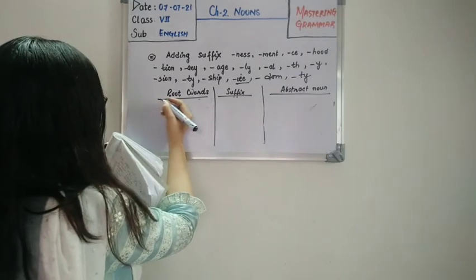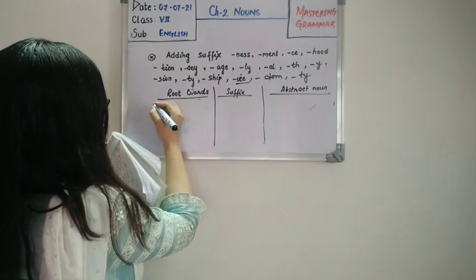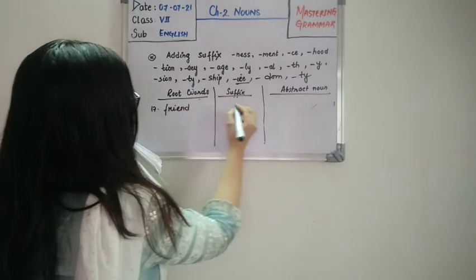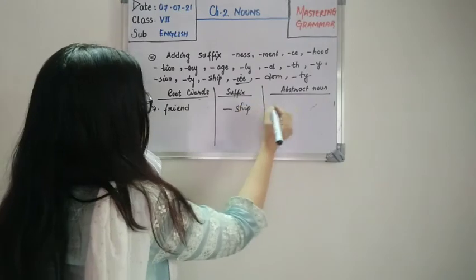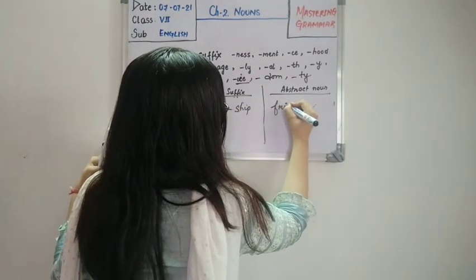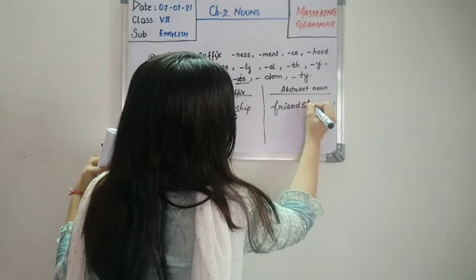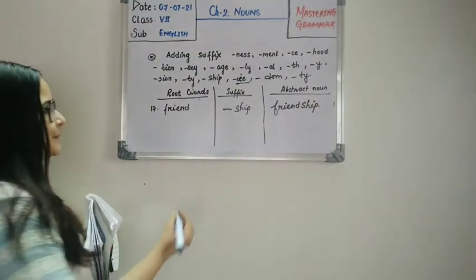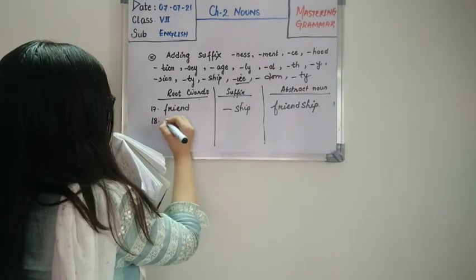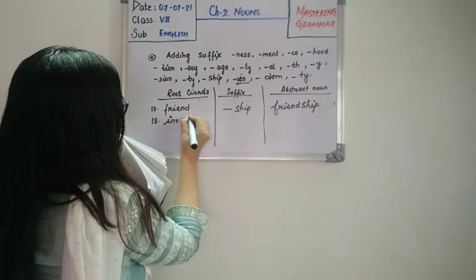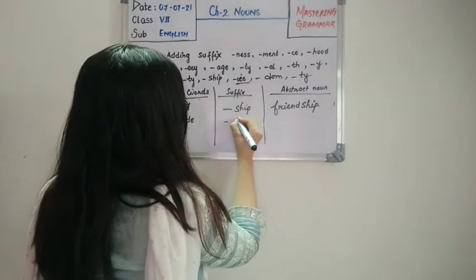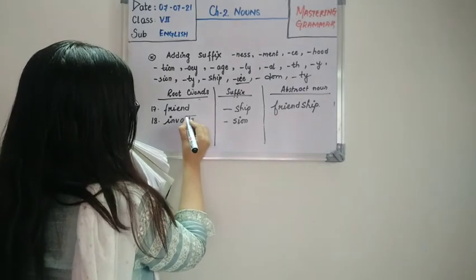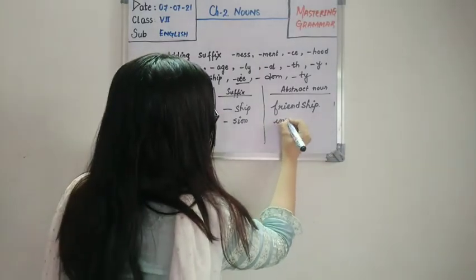Friend. Friend becomes, when we add ship to it, friendship. Right, children? You know, friendship day and all. So friendship is an abstract noun. 18. Invade. Invade means to attack. So invade, with the addition of SION, here DE is replaced by SION. So what does it become? Invasion.